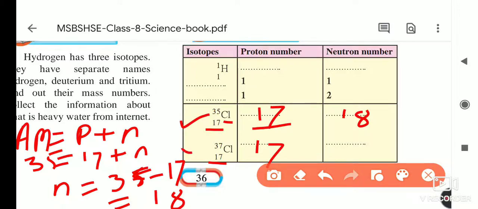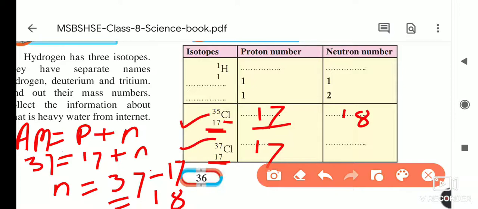Now move towards the second one. Chlorine 37 is given upside, so its atomic mass is equal to how much? 37. So instead of atomic mass 35, I will write here 37. Okay, now here what will come? 37. Is the atomic number changing? No. Here 17 is written, here also 17 is written. And the atomic number is the same, so the number of protons is also the same.